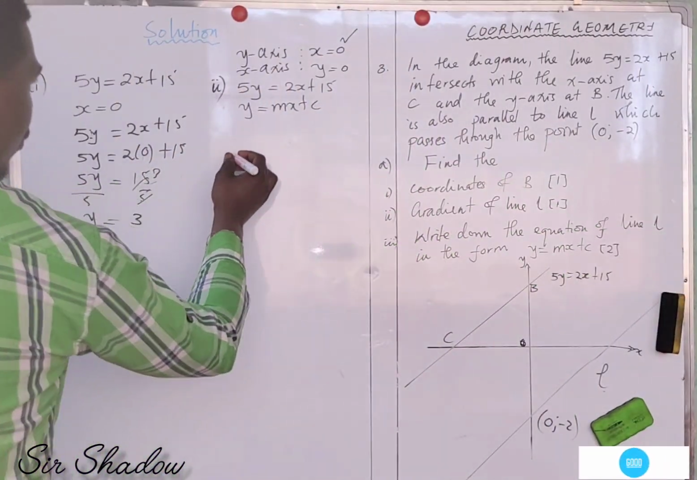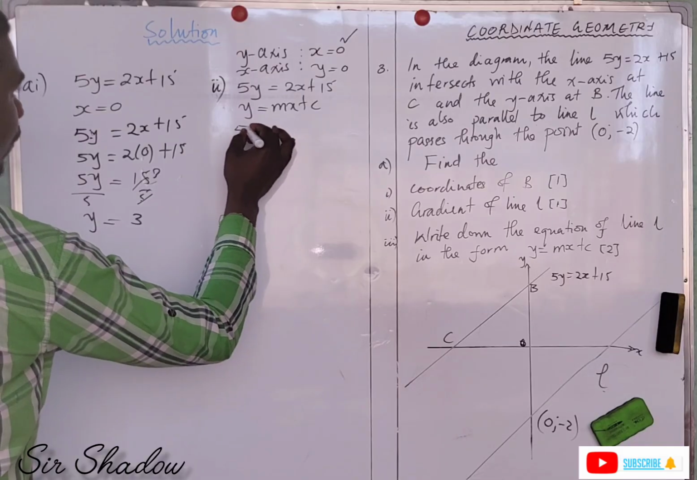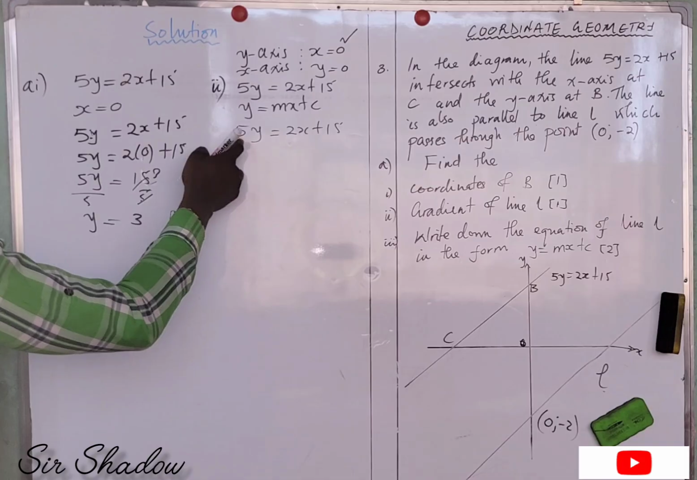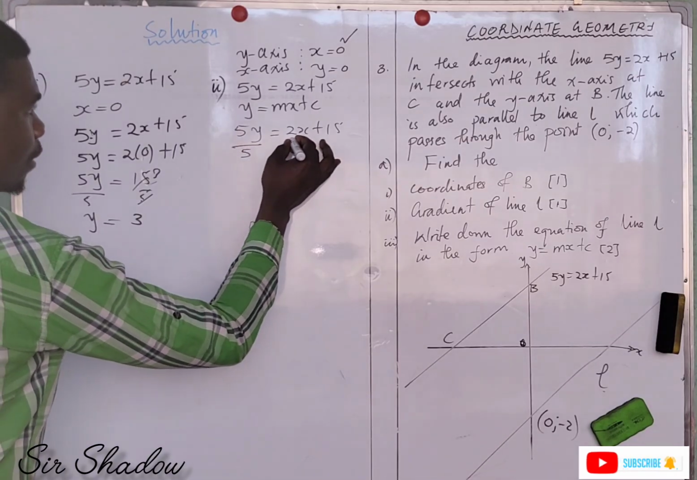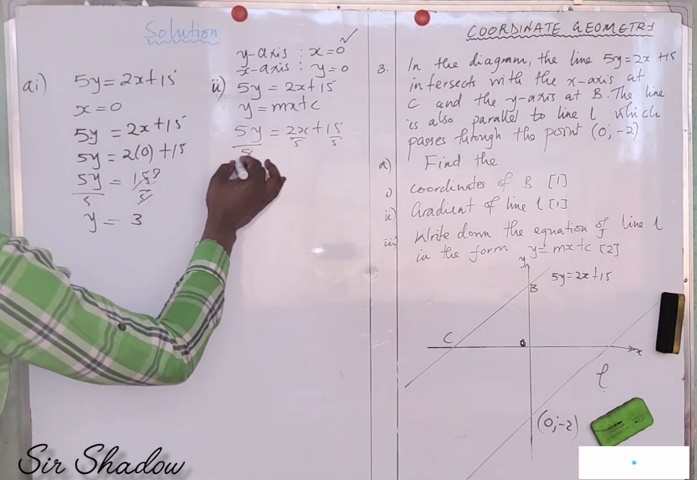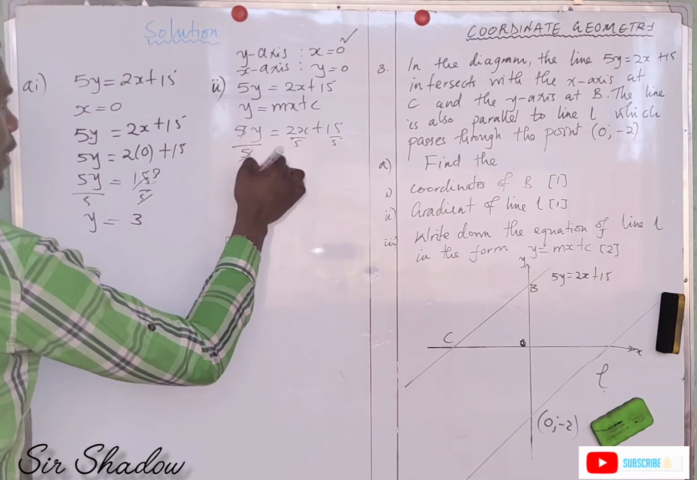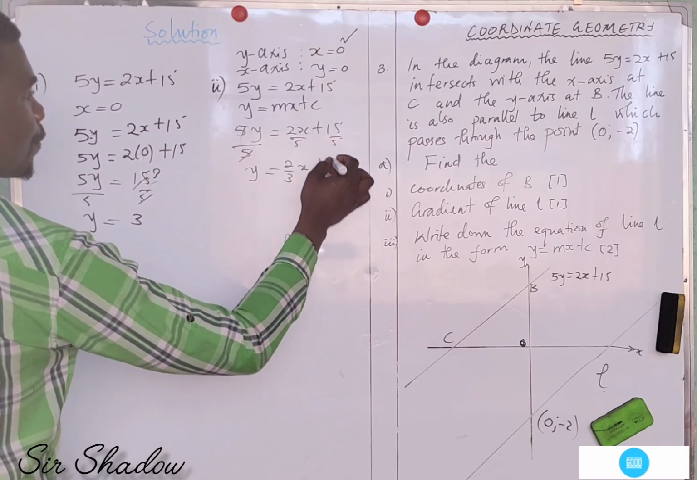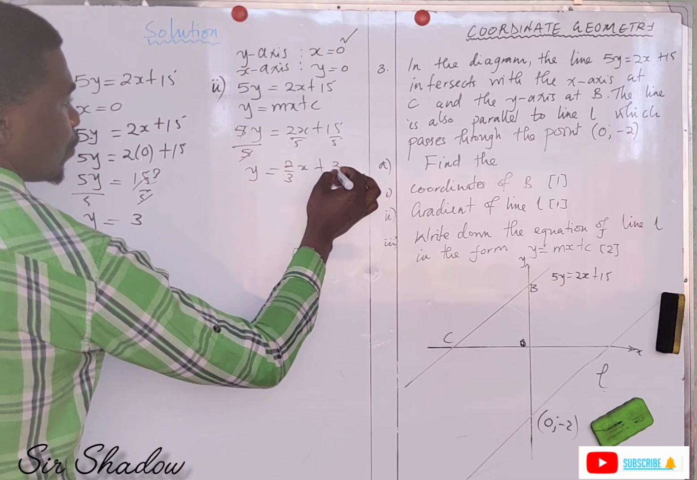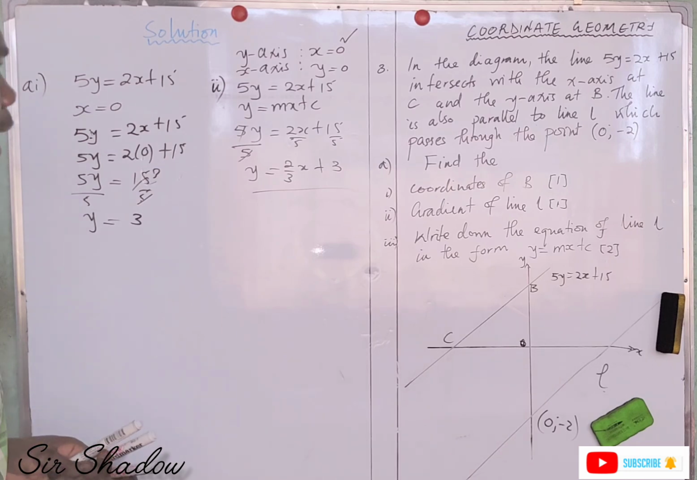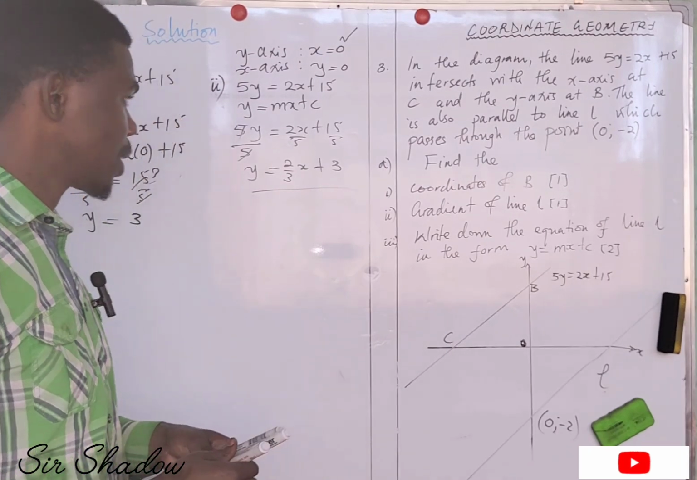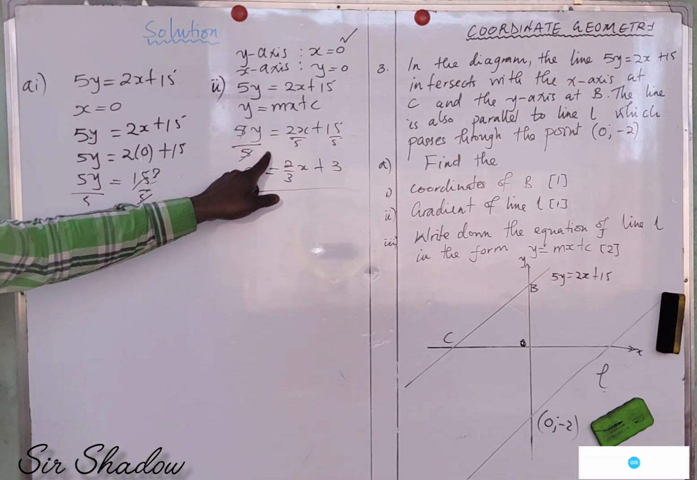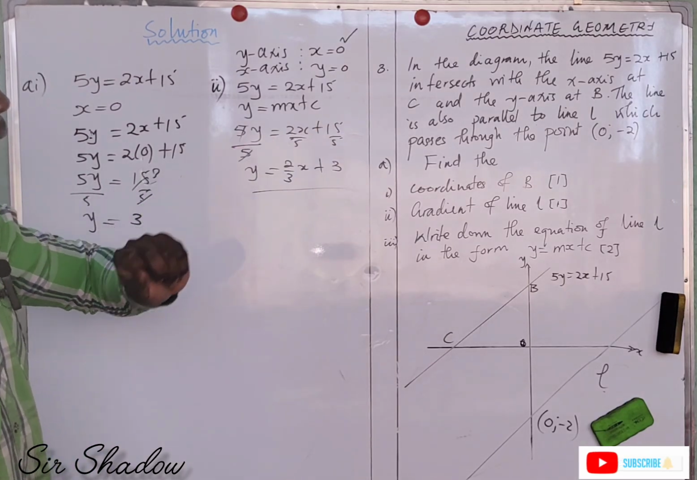So to make y the subject of the formula, we have 5y equals 2x plus 15. Simply divide by 5. This gives us y equals 2 over 5 x plus 15 divided by 5, which is 3. That's the equation of this line in the form y equals mx plus c. Hence, the coefficient of x is the gradient, and this one is the y-intercept.